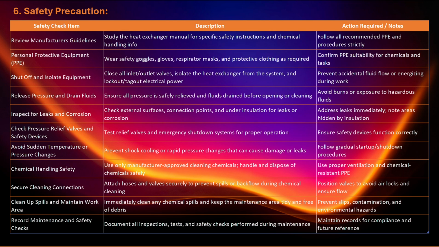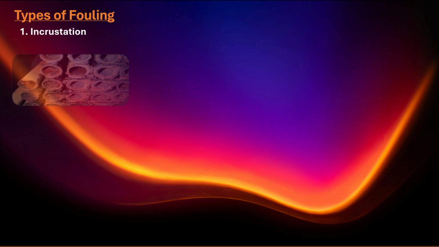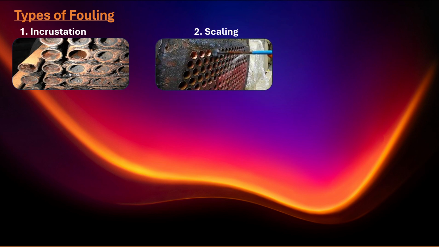In this section we are going to discuss the most common type of fouling in heat exchangers, which reduces its heat transfer efficiency: incrustation. It is the accumulation of crust or coating from processed fluids, minerals, or cleaning agents on the heat exchanger surface. Scaling, a specific type of incrustation caused by mineral deposits such as calcium carbonate, calcium sulfate, and silicates, common in hard water applications.